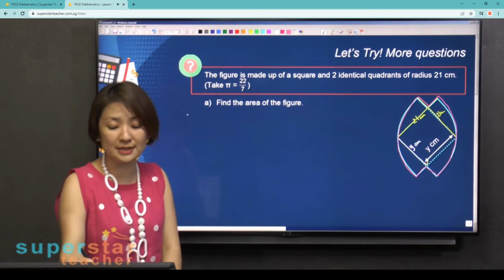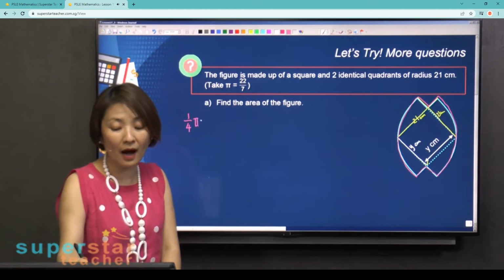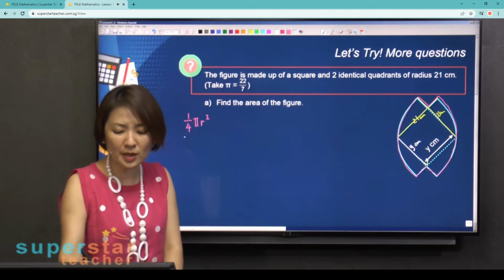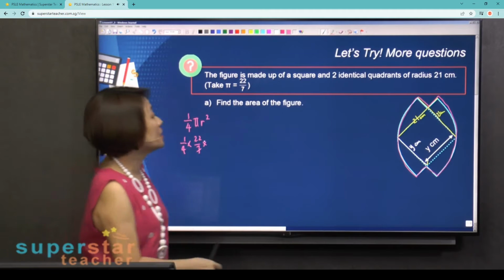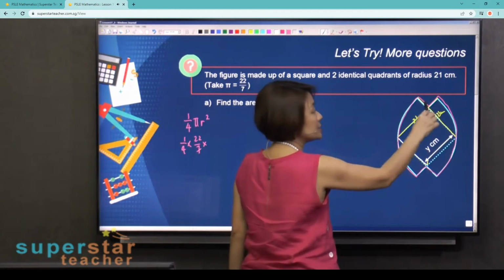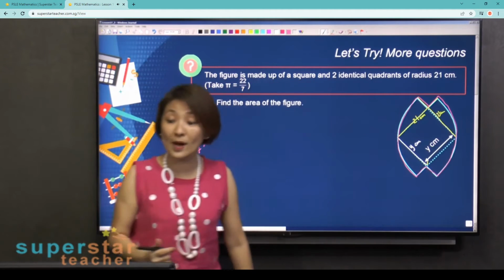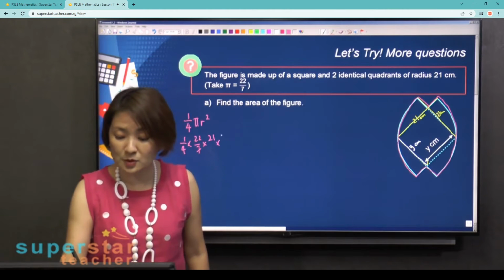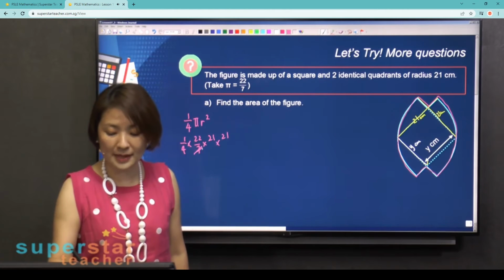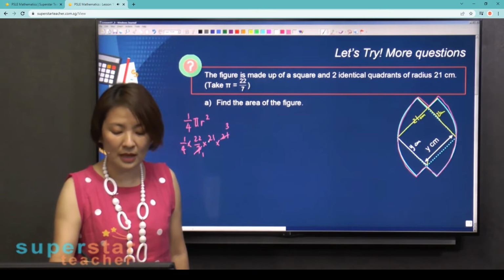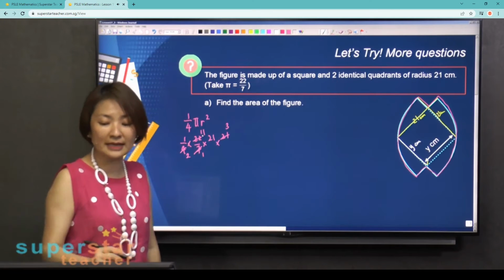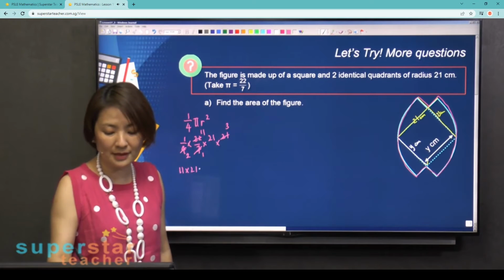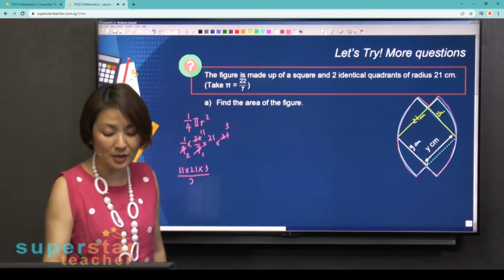Okay, to find a quadrant is actually 1/4 pi r squared, right? So it's 1/4 times 22/7 times, what's the radius? What's the radius of this? The question says that it is 21. So I times 21 times 21. Okay, so I cancel by 7, I get 1. By 7, I get 3. By 2, I get 2. By 2, I get 11. So I now have 11 times 21 times 3 divided by 2.